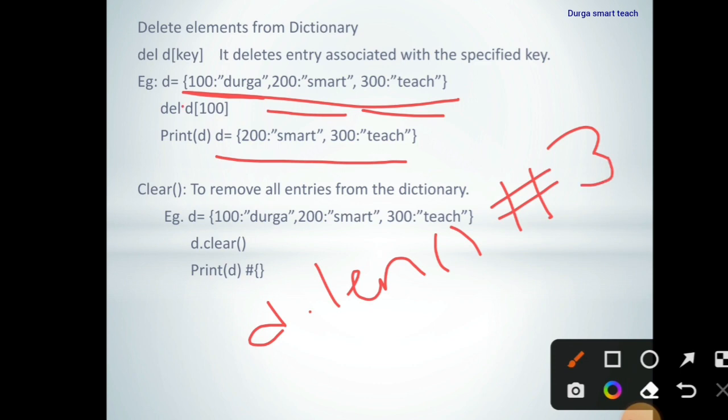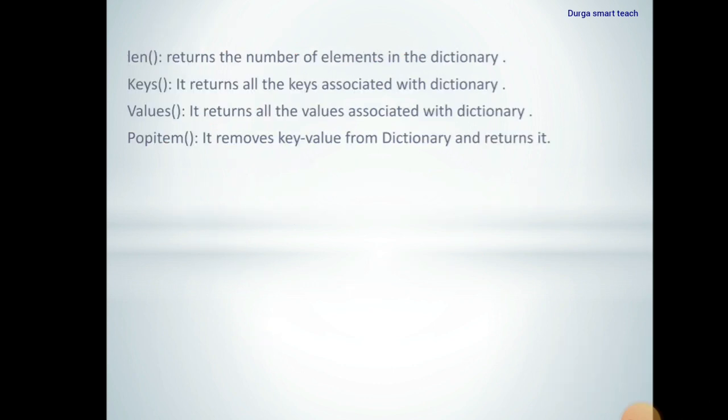Here key as well as value is one pair. So one element, second element and third element. It will print 3. So the len function is used to return the number of elements present in the dictionary.